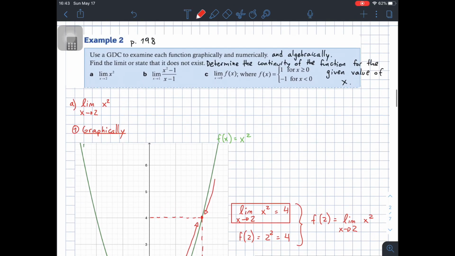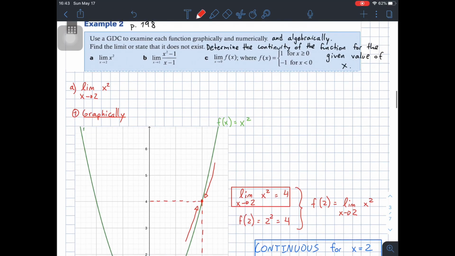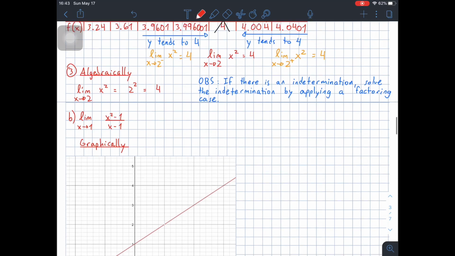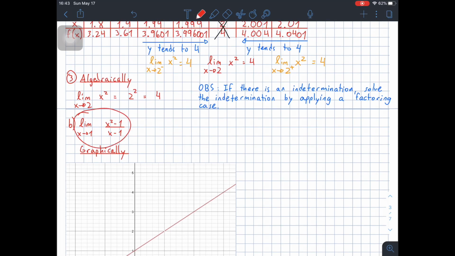Okay, so now let's go to part B, exercise B, and I think you're going to get this concept a little bit clearer now in this example. I'm going to write this down here. I think it's already written, yes. So we want to find the limit of this function, x squared minus 1 over x minus 1, when x approaches the value 1. Okay, so we're going to do the same three methods.